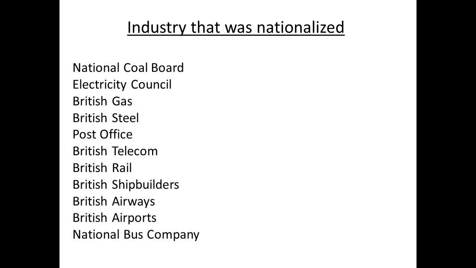A firm that is in public ownership is said to be a nationalised industry. A list of industries that have been nationalised at one time or another is shown. The list is by no means complete. In very general terms, the pattern for successive Labour governments was to take industries into public ownership. The pattern for the Conservative governments was to restore them to the private sector.